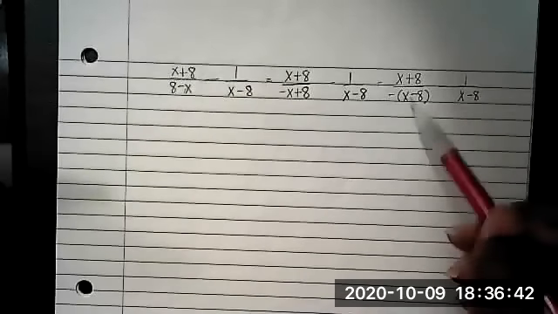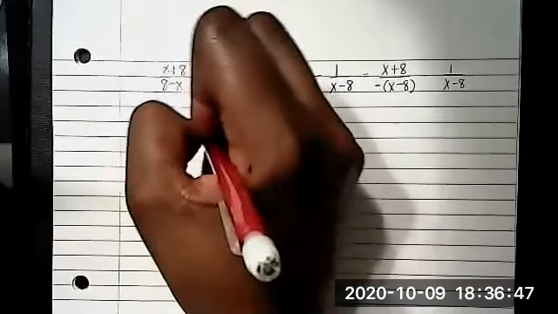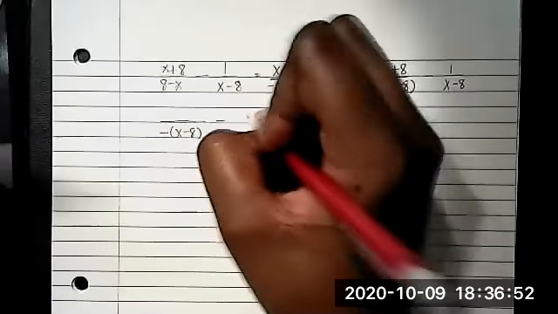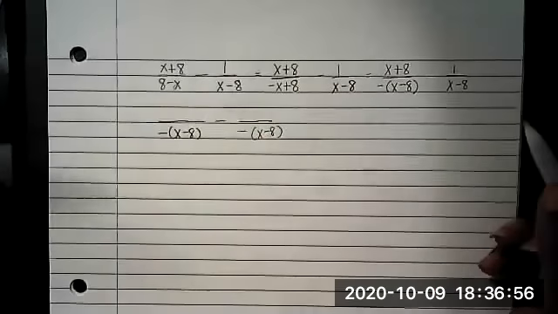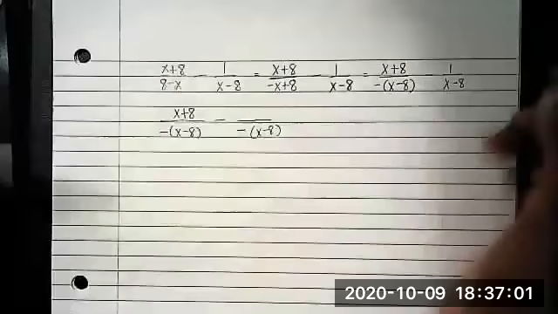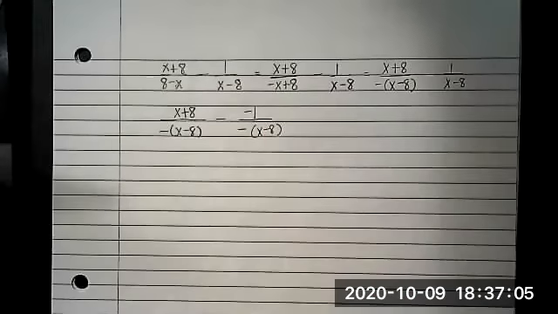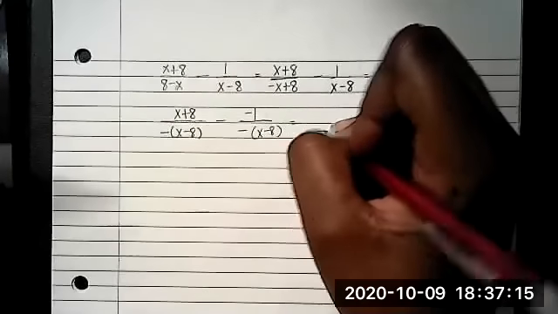What is our common denominator? Negative, and then x minus 8. So common denominator, negative, x minus 8. And then this one is also negative, and then x minus 8. So nothing changed there. This still stays the same. But this now has a negative in front of it. Negative 1. Okay, and those negatives just make life so difficult. All right, but we will handle it together.